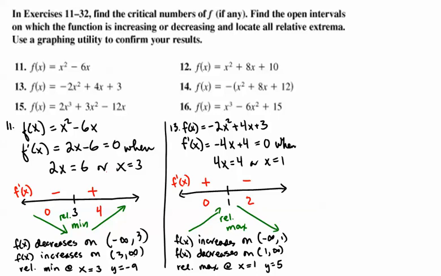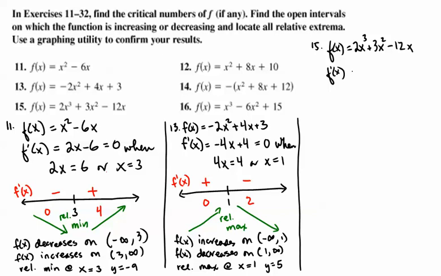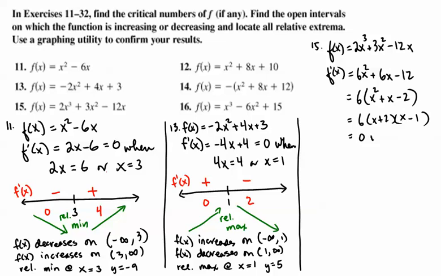All right, we're going to go on to number 15. So we have f of x is 2x cubed plus 3x squared minus 12x. The first derivative would be 6x squared plus 6x minus 12. And I'm going to factor out a 6. I get x squared plus x minus 2, and that will factor to be x plus 2 times x minus 1. And we know that is equal to 0 when x equals negative 2 or x is equal to positive 1.